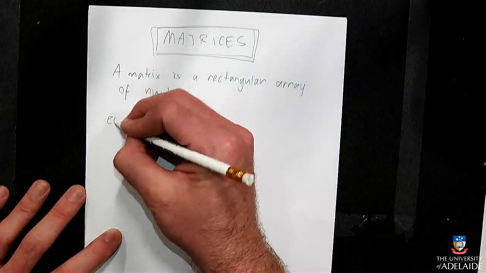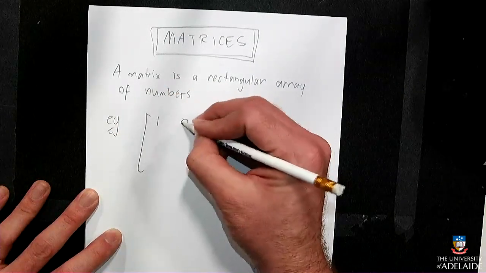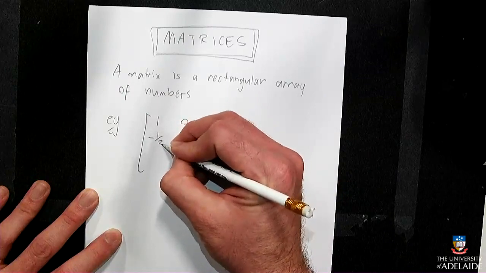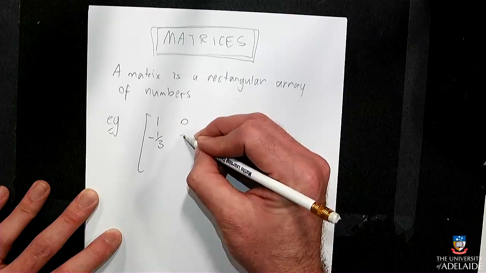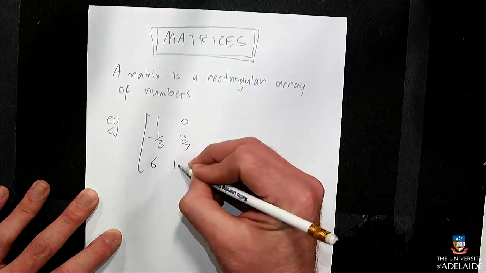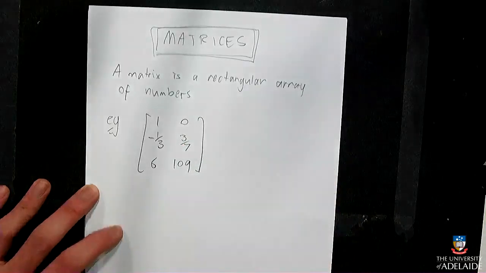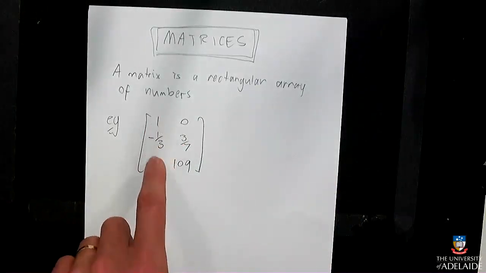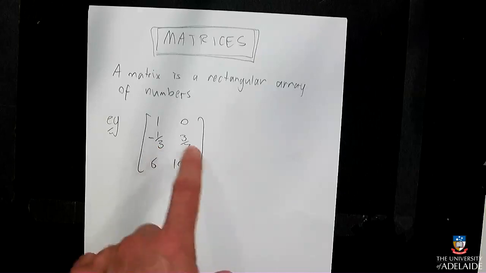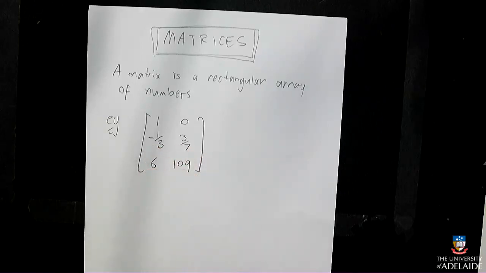So for example, they could look like this. I've got 6 numbers here, 1, 0, minus a third, 3, 7, 6, 1, 0, 9, and they're in a rectangle. And we tend to put square brackets around them, but you're allowed to put round brackets. What you're not allowed to do is not put anything. You have to put some shape of brackets, and they both have to be the same kind.